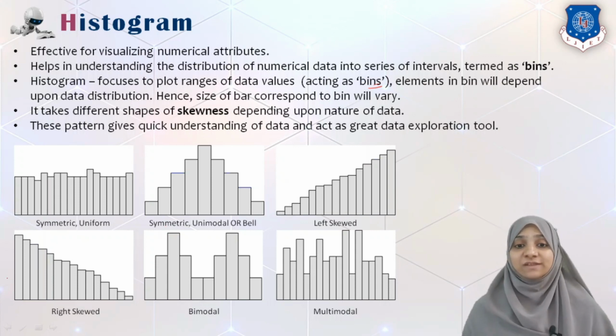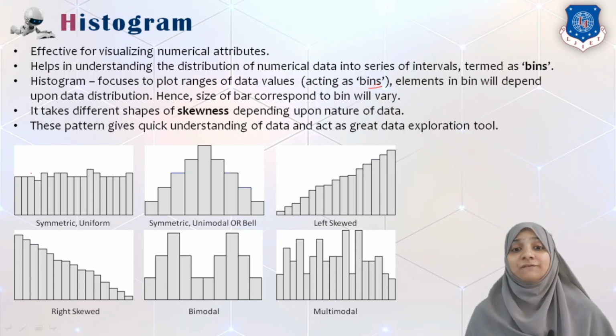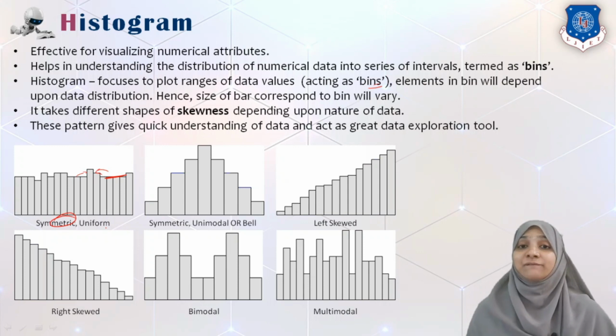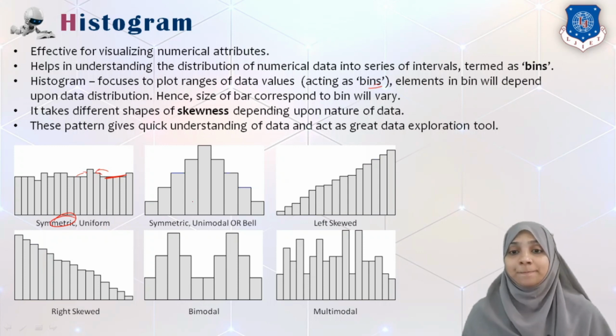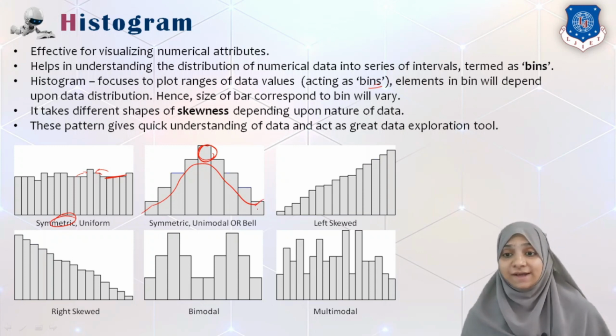As you can see, if data is symmetric or uniformly distributed, we will have bars of equal size, right? So nearly equal or equal-size bars will give us a uniform distribution of data. That means data in each and every bin is uniformly distributed. This is the bell-shaped curve that we are getting. This is called a symmetric or unimodal bell shape skewness of data, where data is more dominant in the middle bin as compared to the starting and last bin.